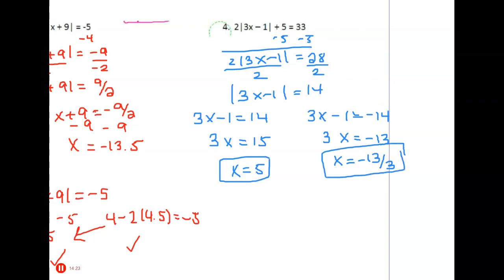Our answers are not opposites of each other. I want to make that known too. Like this is negative 4.5 and negative 13.5. It's not -4 and +4. The answers are very different. We're going to check.